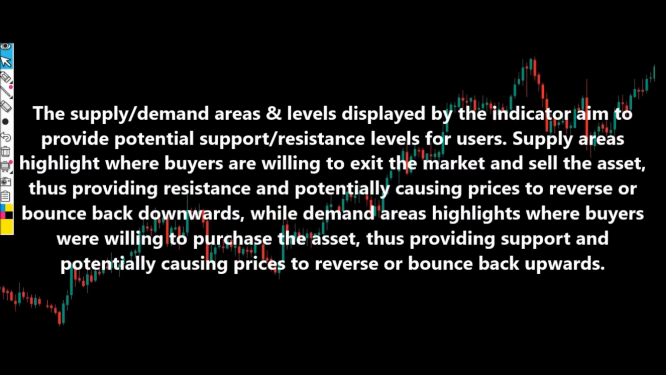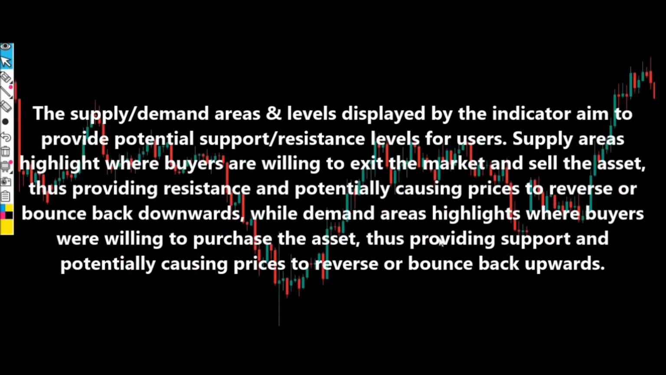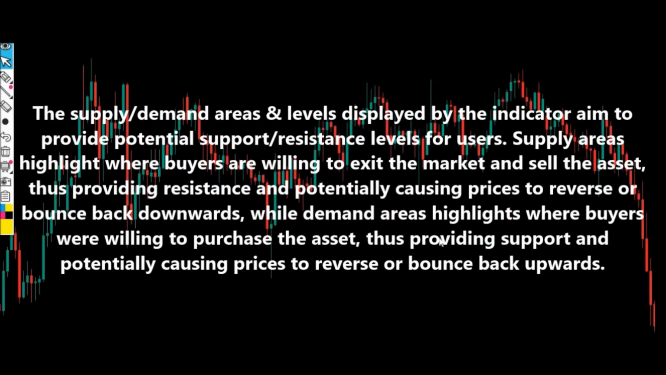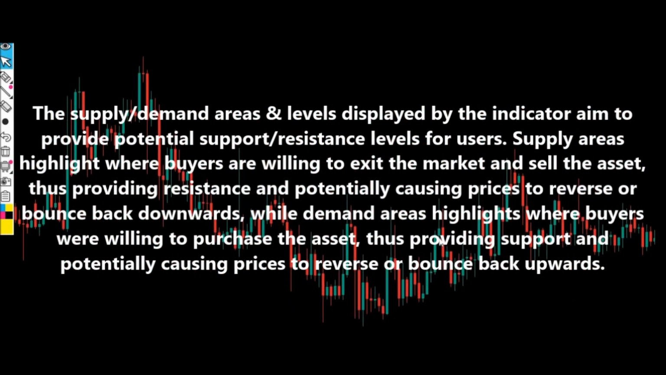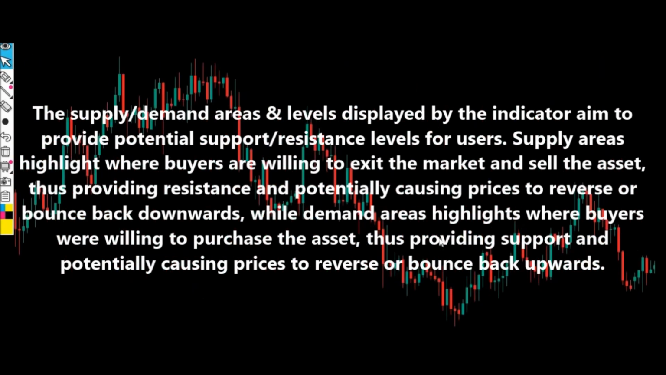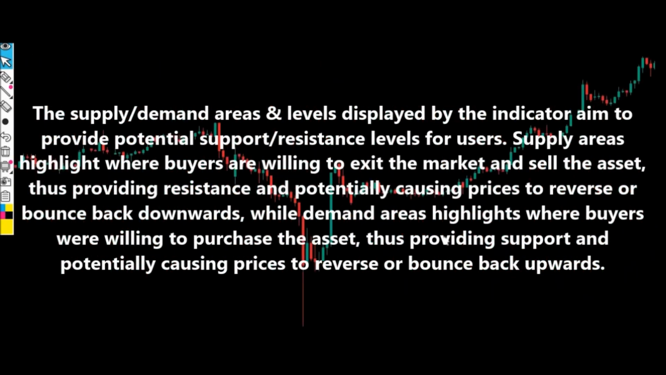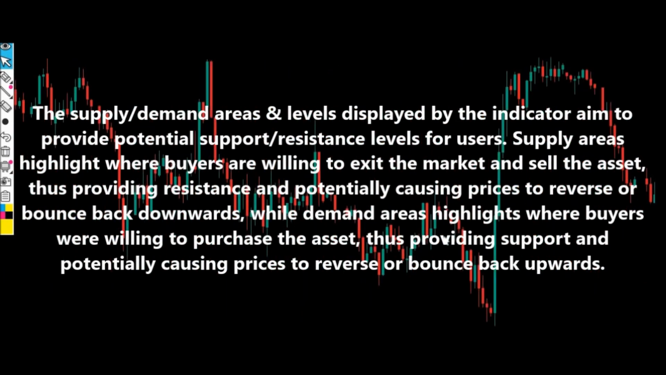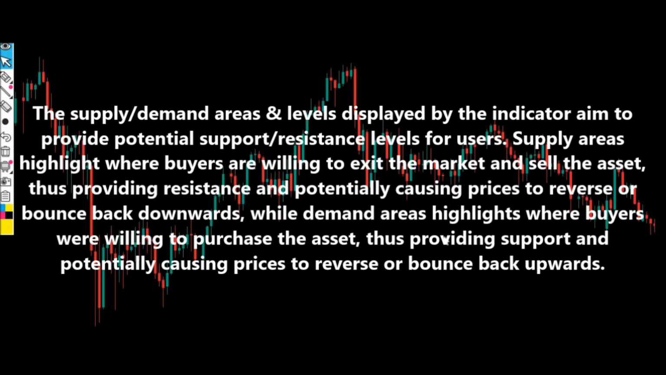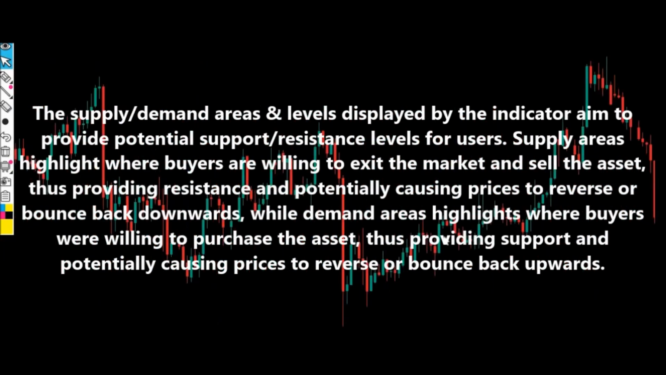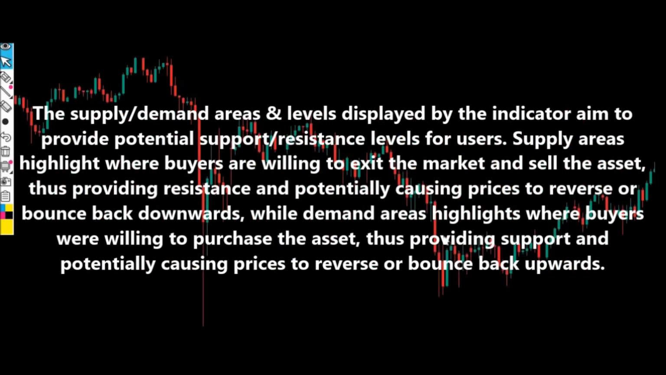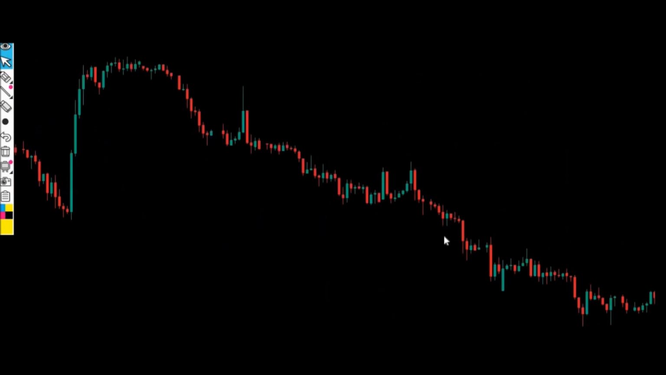Usage number one: the supply and demand areas or levels displayed by the indicator aim to provide potential support and resistance levels for users. Supply areas highlight where sellers are willing to exit the market and sell the asset, thus providing resistance and potentially causing prices to reverse or bounce back downwards, while demand areas highlight where buyers are willing to purchase the asset, thus providing support and potentially causing prices to reverse or bounce back upward, just as you can see on our chart right here.